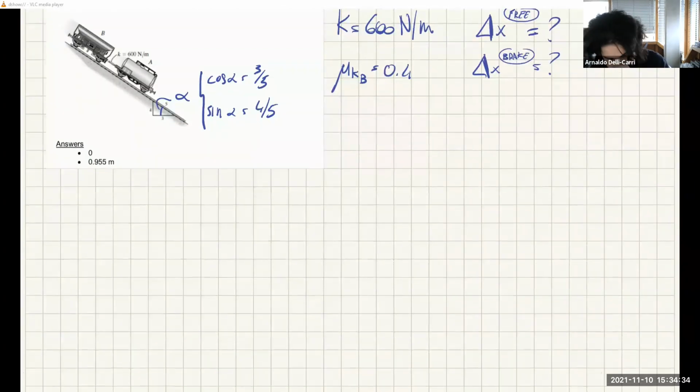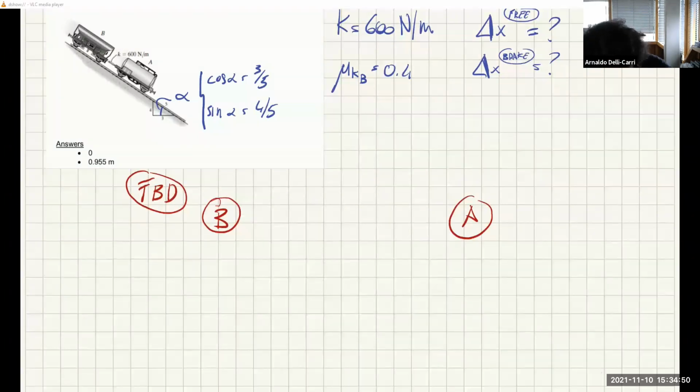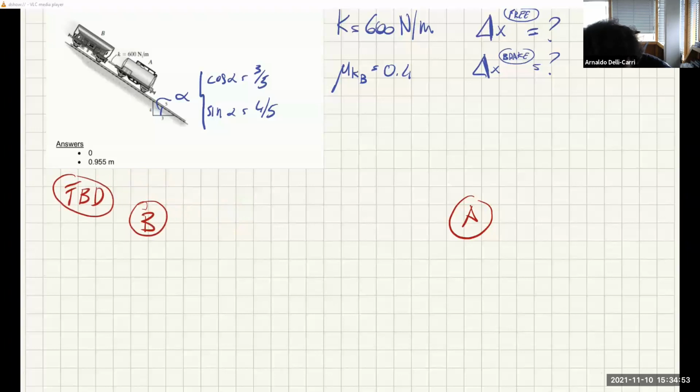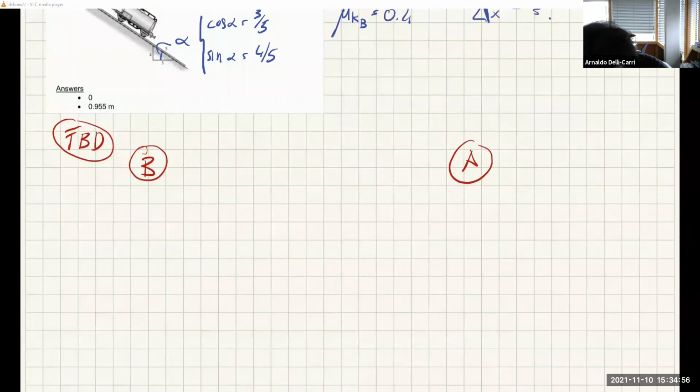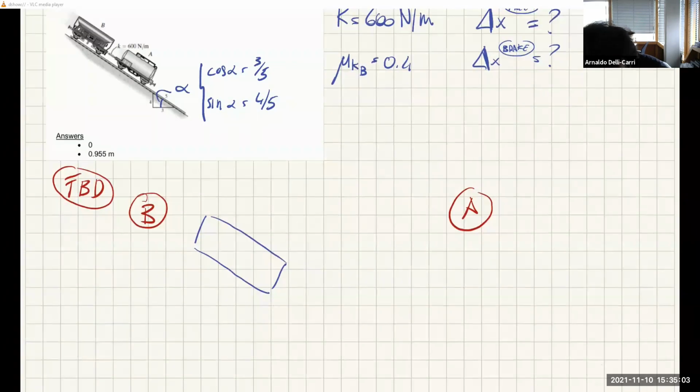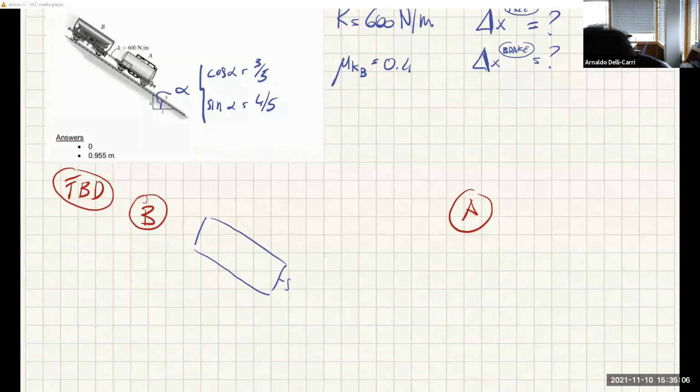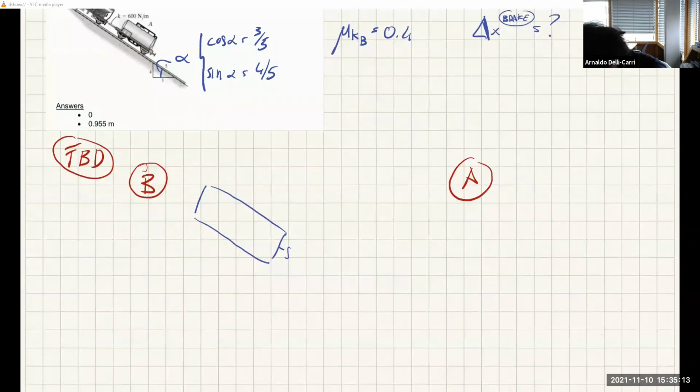So first thing to do is the free body diagrams of both things. So I have for cart B and for cart A. So for B, it looks something like this, where you have this spring. And that's it. And for A, it's exactly the same. It's just the other way around. So this is here.